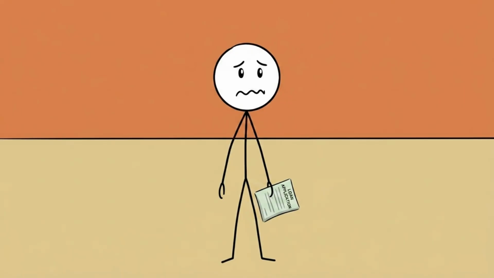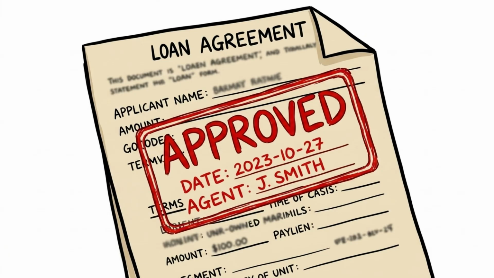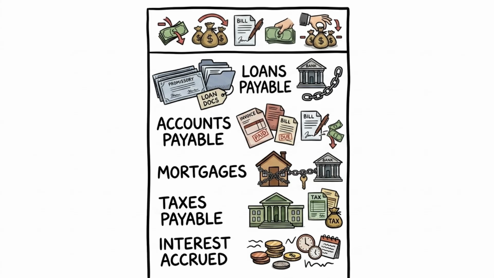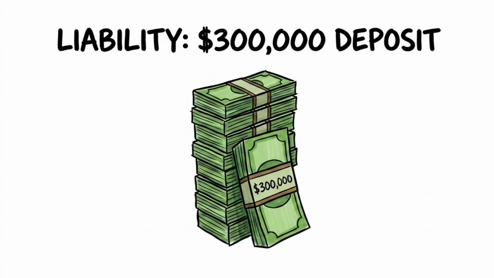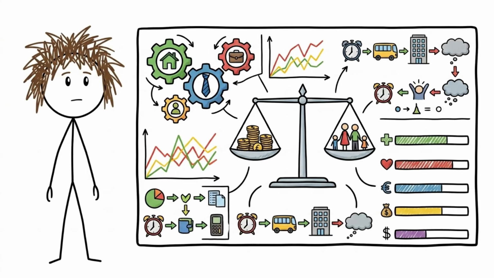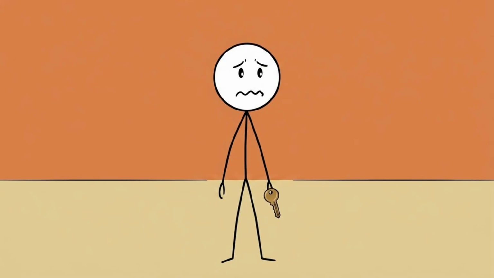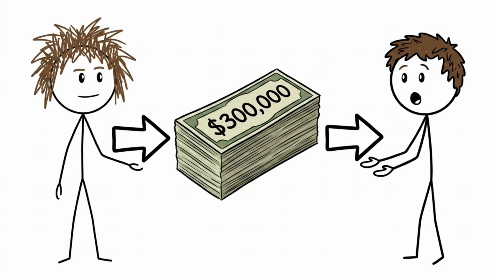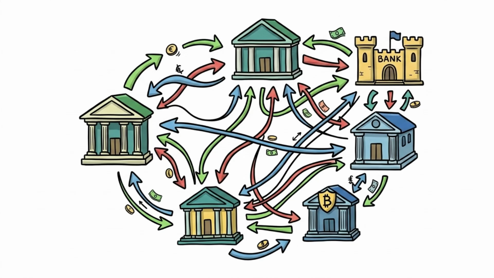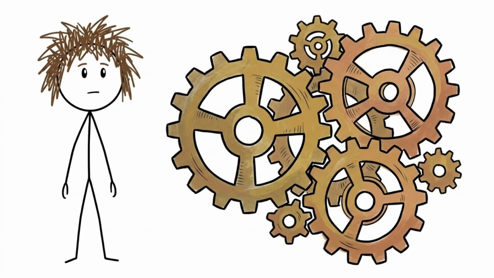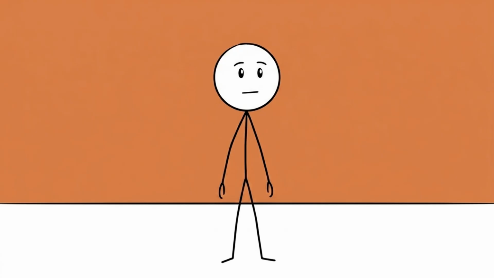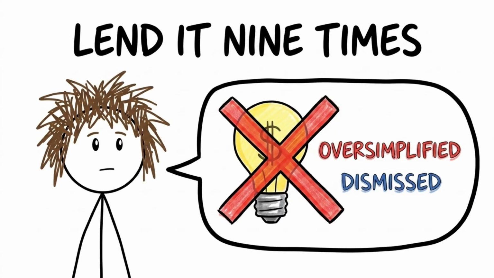Imagine you apply for a $300,000 mortgage. The bank approves you. The bank records an asset, your $300,000 loan, and a liability, a $300,000 deposit in your account. Suddenly, your bank account contains $300,000 that wasn't sitting there before. You can use that deposit to buy a house. The seller receives the money. The seller deposits it. And the banking system continues processing the payments. This is one of the fundamental mechanisms through which commercial bank lending creates deposits. And that's much more interesting than the simple lend the same $9 times story.